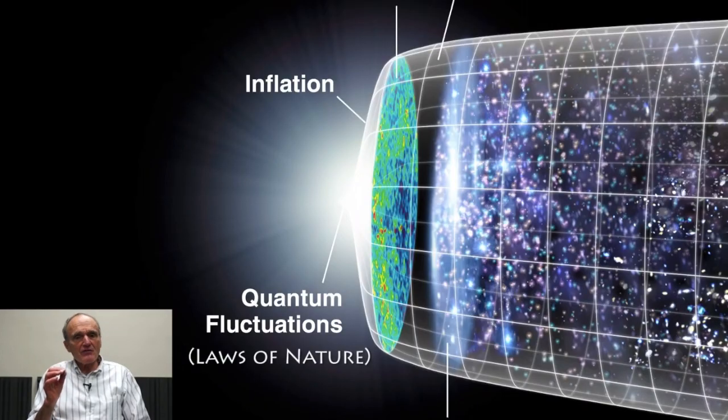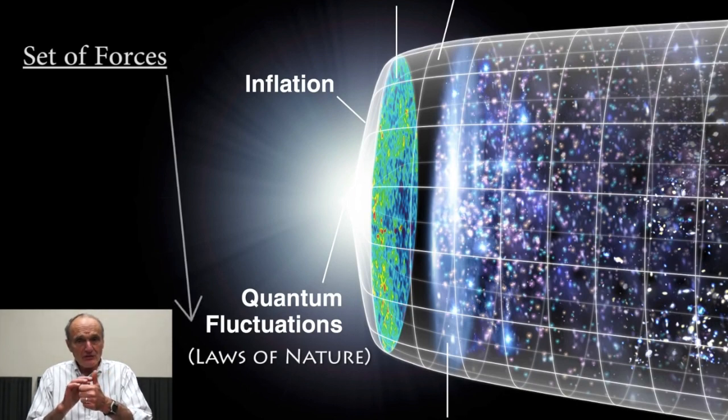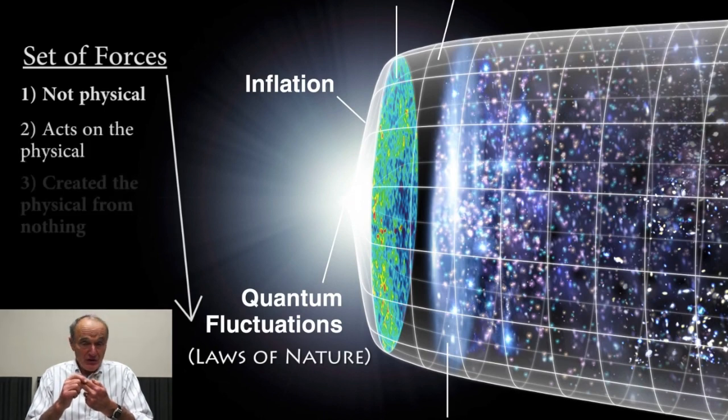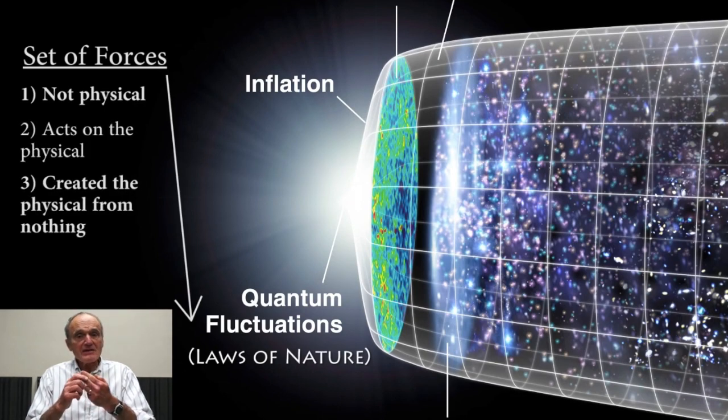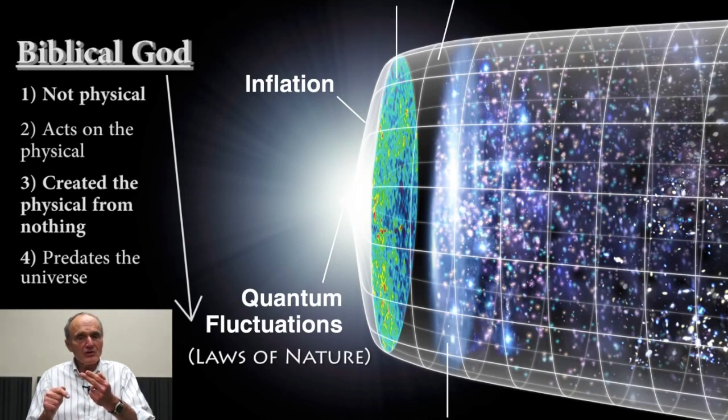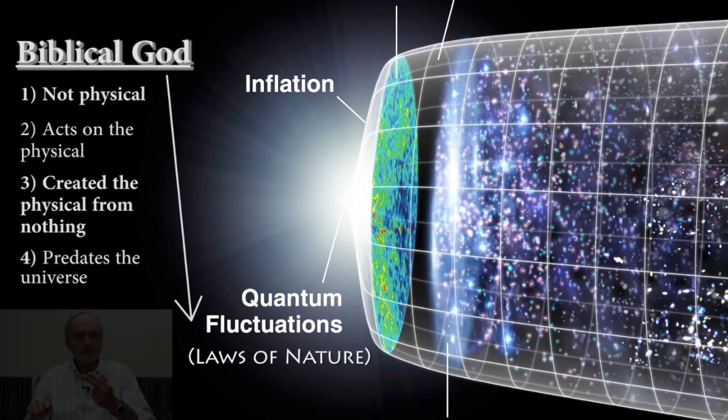So look what science has discovered. We can create the universe from absolute nothing, provided we have the forces of nature. Now, the laws of nature, the forces of nature aren't physical, they act on the physical. So if they create the universe, that means they predate the universe. So now we have a set of forces, we call them the laws of nature, that are not physical, that are able to act on the physical. They create the physical from absolute nothing. And they predate the universe, which means they predate our understanding of time. Put that together, it sounds very familiar. If you haven't noticed it, that's the biblical definition of God.